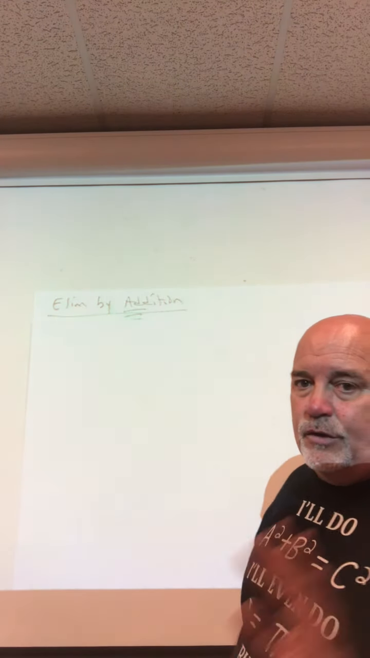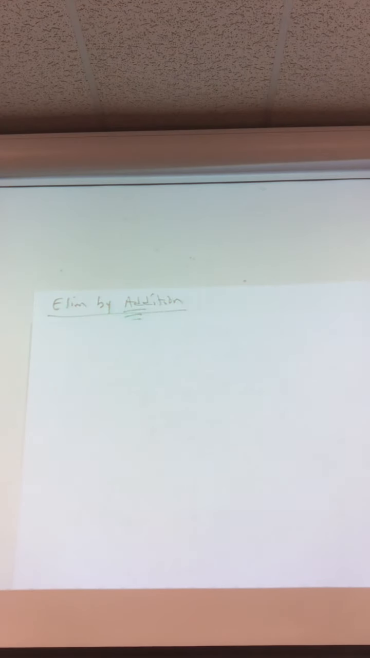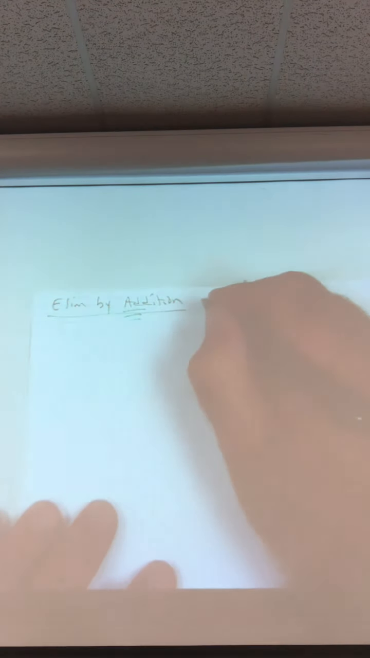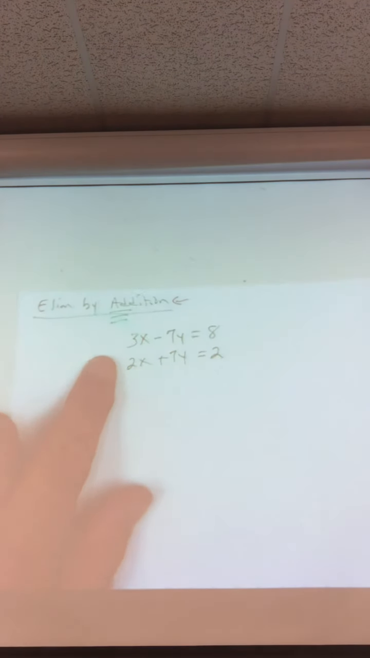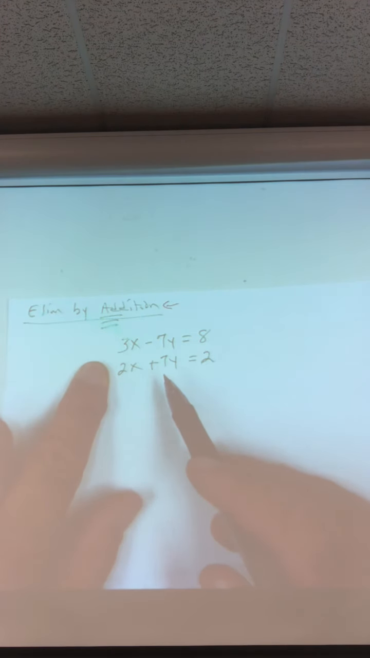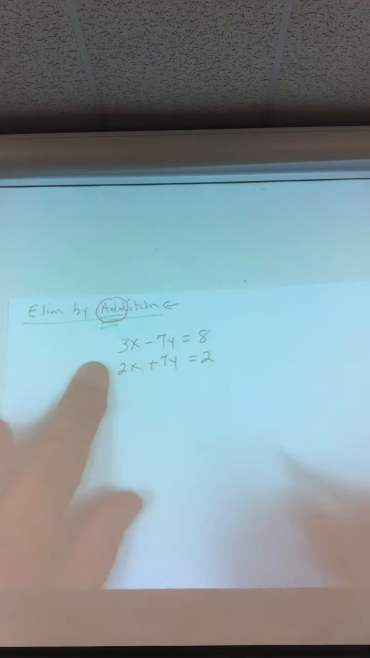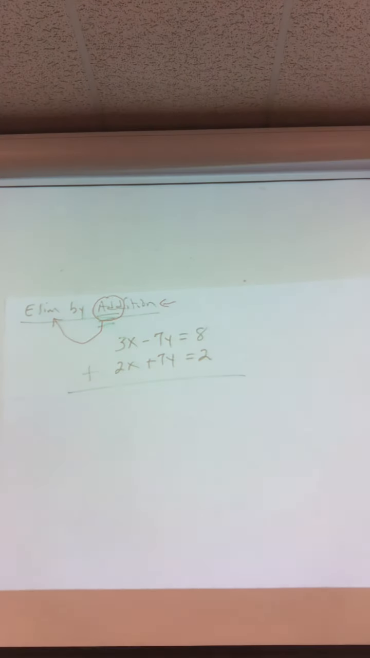Okay, now you don't have to write this down. I just want to show you something. Here's what we want to do in elimination by addition. What we want to do is we want to have a system that looks something like this. Now, here's what we want to happen. I want to add the two equations together. But here's what I want to happen. When I add the two equations together, I want one of the variables to be eliminated.